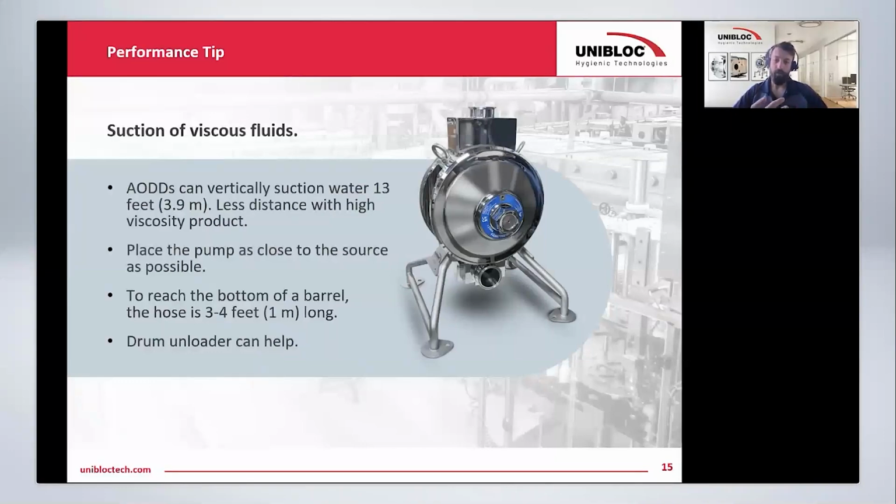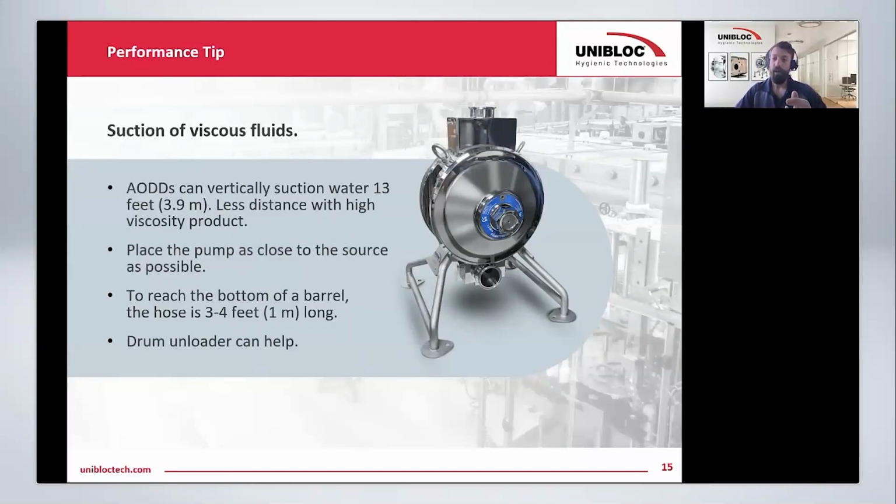And then for suction lift of a viscous product, if you're pulling from a drum or a tote, you're going to need to lift at least 4 feet. Totes are generally right at that 4-foot mark, and the drums are a little bit shorter. And then when something is getting pulled out with a wand or a hose, or it's too thick for a wand or a hose to go down into the drum, a drum unloader is extremely helpful.